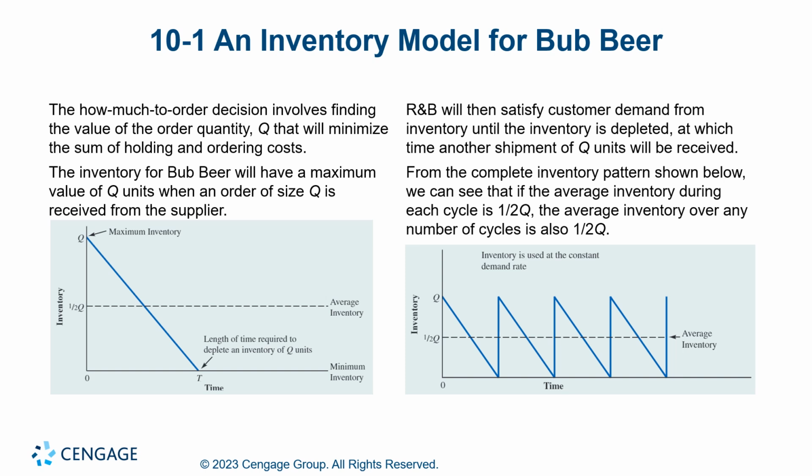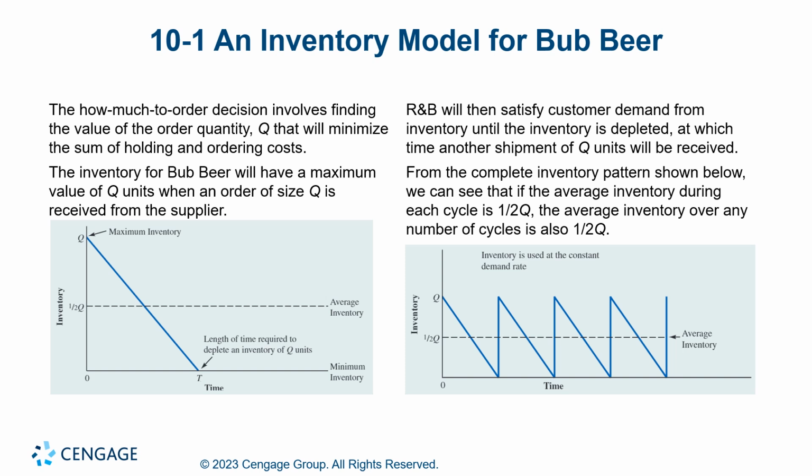the how much to order decision involves finding the value of Q that will minimize the sum of holding and ordering cost. The inventory for pub beer will have a maximum value of Q units, which is around here, when an order of size Q is received from the supplier. RMB will then satisfy the customer demand from inventory slowly until time T, when the inventory is depleted, at which time another shipment of Q units will be received.